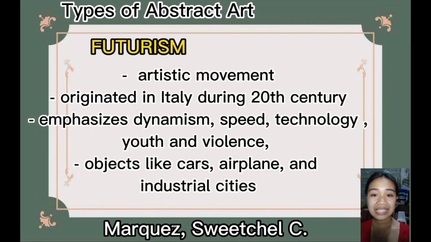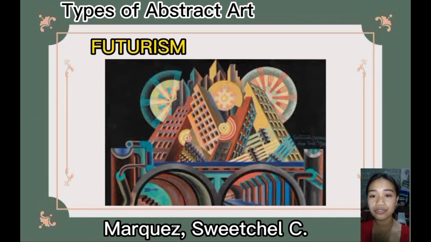Futurism. It is an artistic movement originated in Italy and, to a lesser extent, in other countries in the early 20th century. It emphasizes dynamism, speed, technology, youth, violence, and objects such as cars, airplanes, and industrial cities. Here is an example of a Futurism painting.